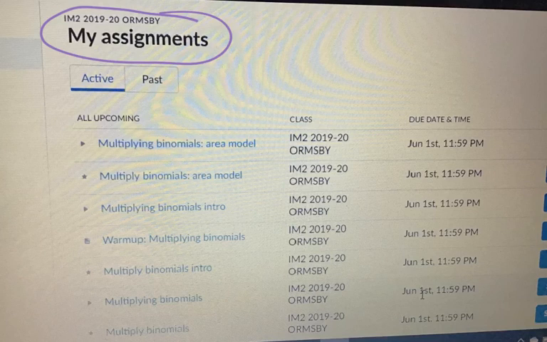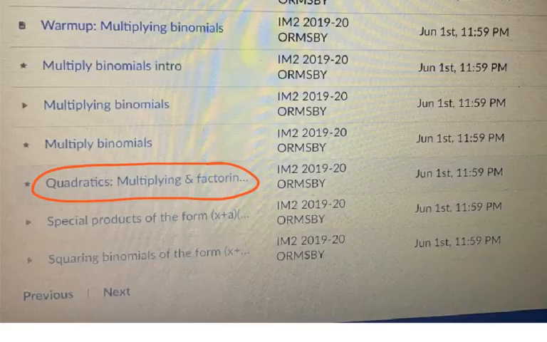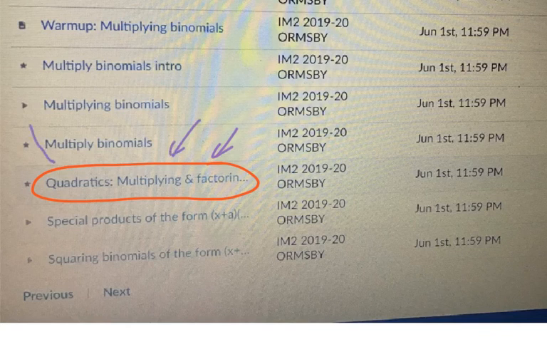Okay, and I scrolled down a little bit. And right here, I noticed this is where Guadalupe kind of left a few of her work incomplete. I said, you know what? I'm going to help Guadalupe and the rest of you do this. So we're going to do quadratics, multiplying, and factoring.